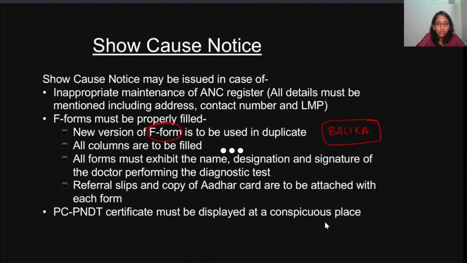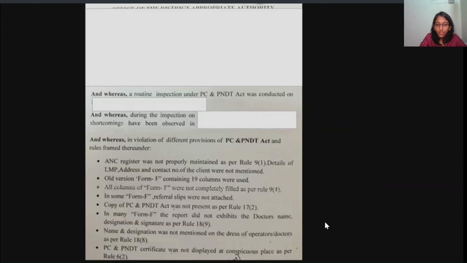All the columns have to be filled. All forms must exhibit the name and designation of the doctor performing the test. Reference slips of the obstetrician and a copy of the Aadhaar card of the patient have to be attached with the form. The PCPNDT certificate must be displayed at all conspicuous places. That means you can't hide it behind the curtains or anything. It should be seen very visibly. If these are not there, then a show cause notice can be issued.